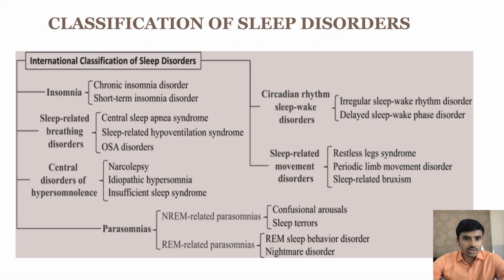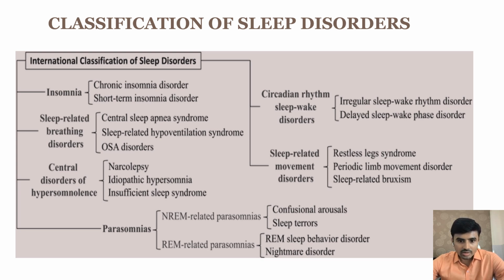Classification of sleep disorders. International classification: insomnia, chronic and short-term; sleep related breathing disorders, central sleep apnea syndrome, sleep related hypoventilation syndrome, and OSA disorders; central disorders of hypersomnolence, narcolepsy, idiopathic hypersomnia, insufficient sleep syndrome; and circadian sleep wake disorders, irregular sleep wake rhythm disorder, delayed sleep wake phase disorder; sleep related movement disorders, restless leg syndrome, periodic limb movement disorder, sleep related bruxism. Bruxism means grinding of teeth during sleep. It leads to degradation of the enamel and other disorders also.